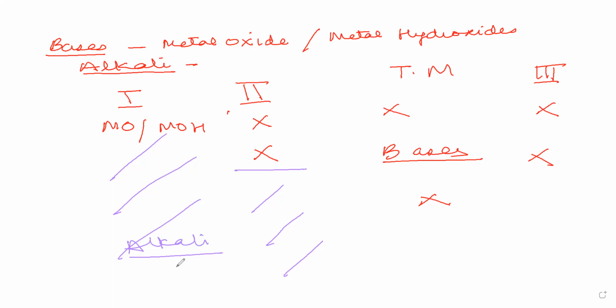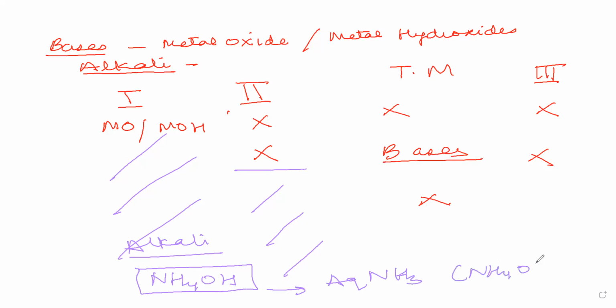Apart from that, we also know one more alkali, which is ammonium hydroxide. Ammonium hydroxide is also known as aqueous ammonia. So if you see aqueous ammonia written anywhere, they're talking about ammonium hydroxide, which comes under the category of an alkali.